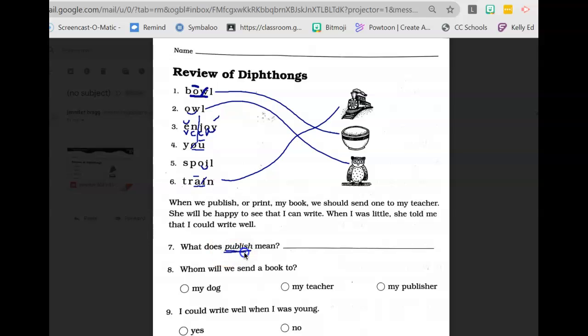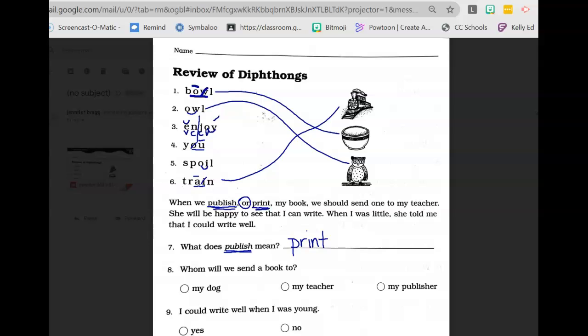So here's our word we're looking for. So you go back in your story, and there it is. And remember, I have told you before, if you see publish or, that means they're giving you another meaning for it right there beside it. Publish or print. So it means to print something. Okay? And we're printing a book.